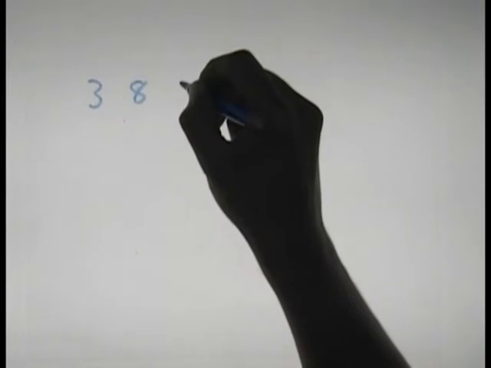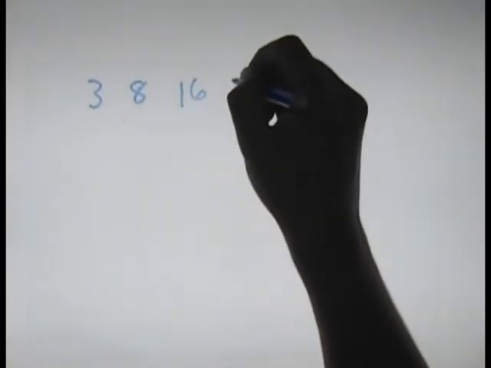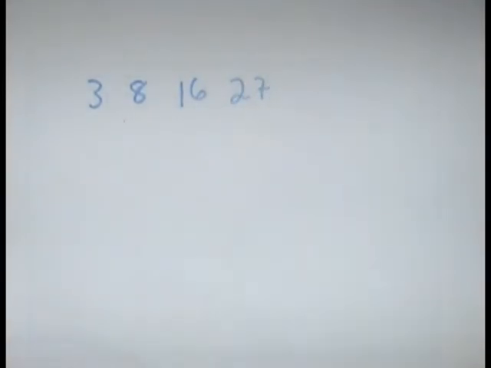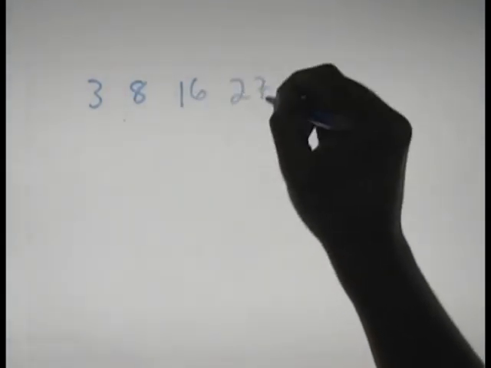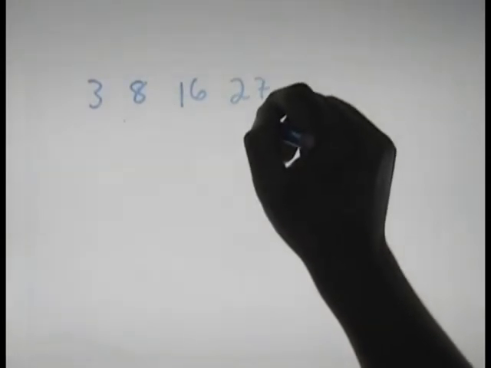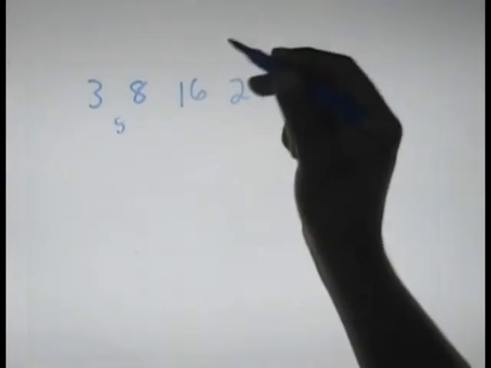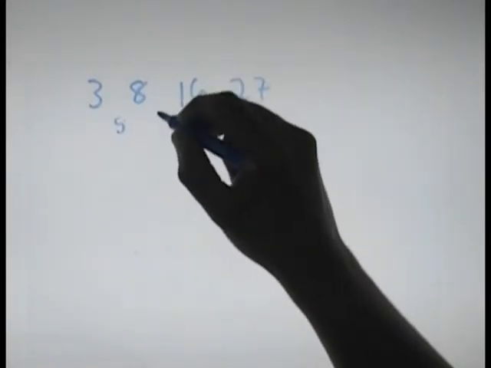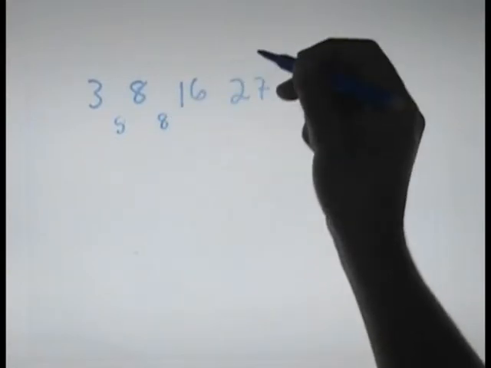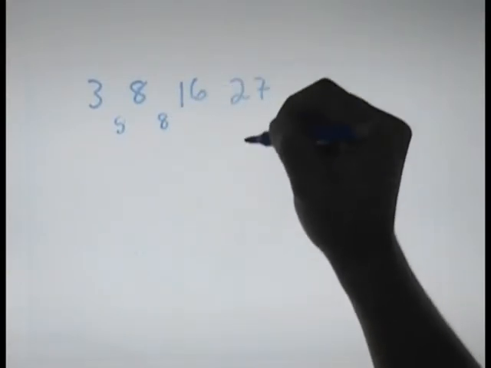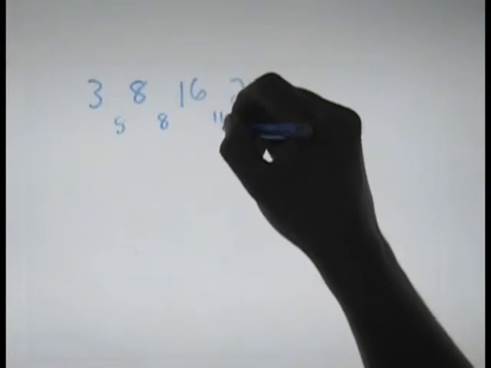Now we are going to look at second difference. Let us start by looking at the series that goes 3, 8, 16, 27. This doesn't seem to follow any logical progression. 3 to 8, the difference there is 5. 8 to 16 has a difference of 8. 16 to 27 has a difference of 11.